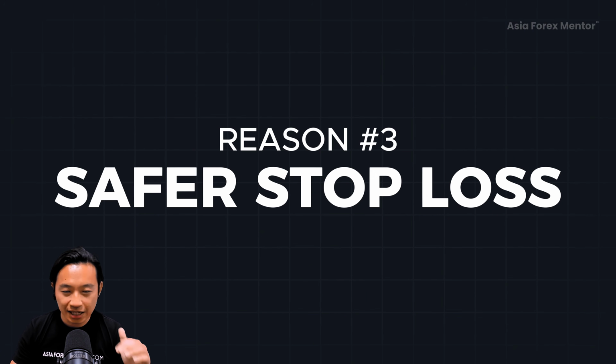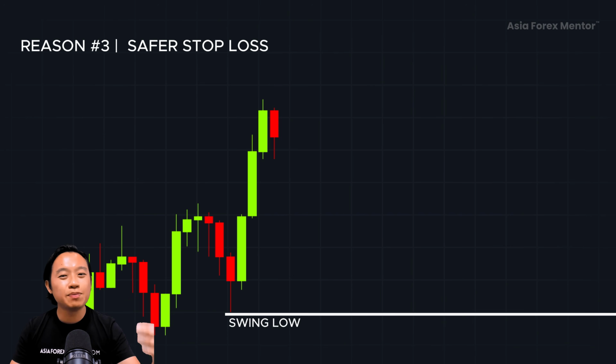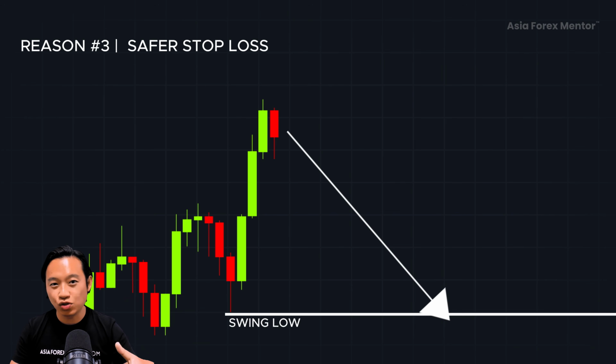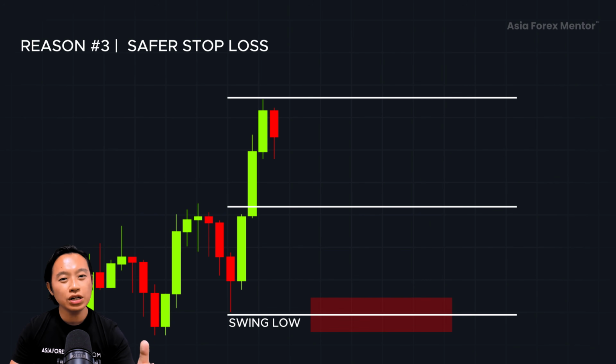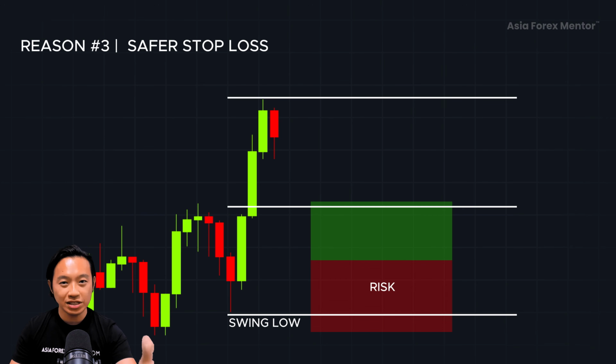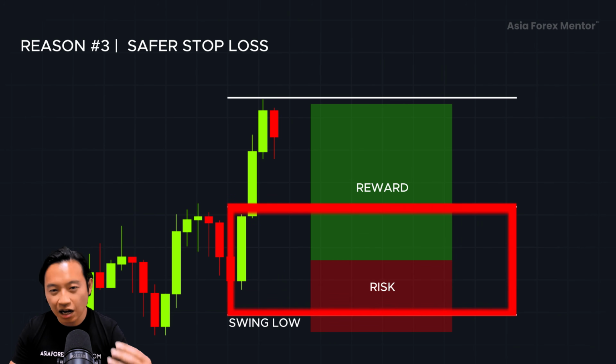Reason number three, a safer stop. The best place to place your stop loss, ensuring safety from all the market fluctuation, is below the swing low. If price breaks this level, it signals what? A market structure shift. And then the bulls will work to support this level. The closer your stop loss is to this level, the safer it becomes. So this is the third reason why we enter our trades in the discount zone.